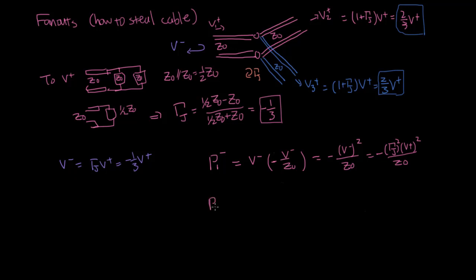So now let's clean this up a bit. You're going to see minus gamma J squared. And remember, V plus squared over Z naught is actually the incident power. So you can see that to relate the reflected power to the incident power, unlike the voltage situation where you have this factor of gamma, in the case of the reflected power, the square of gamma tells you the amount of power that's going to be reflected, and that's because of the squared relationship between P and V.